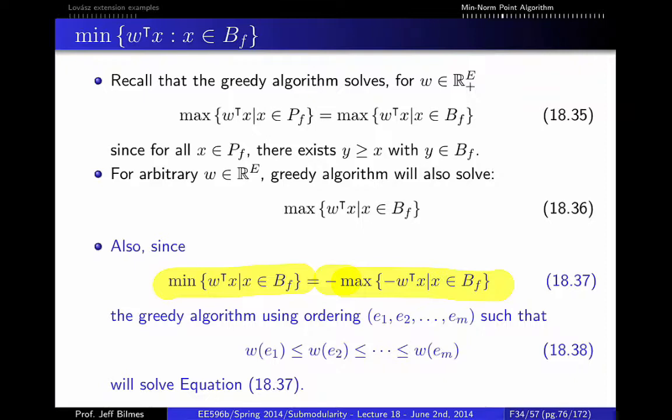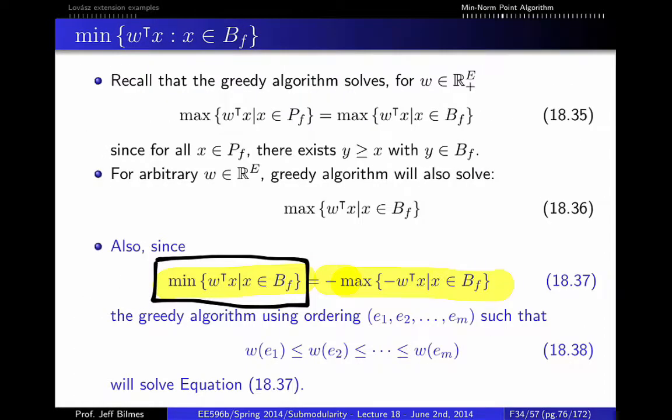Now, the left-hand side of 18.37 is going to be the thing that we're going to need for the minimum norm point algorithm. The greedy algorithm in this case is basically, rather than sorting the elements in descending order, we just sort them in ascending order. Since if we take the negative of the vector w, we're just sorting in descending order. So it's exactly the same thing. So this shows that this, which we're going to need in the min-norm algorithm, is perfectly accessible to us by Edmonds' greedy algorithm.